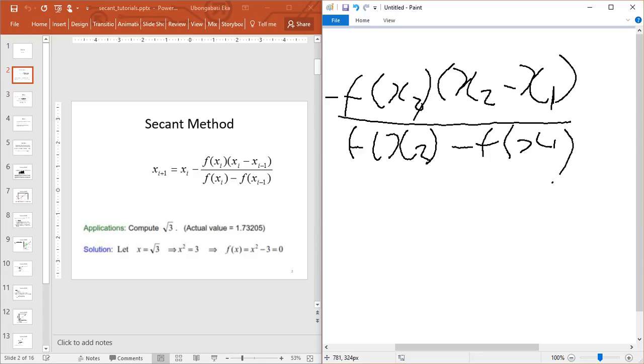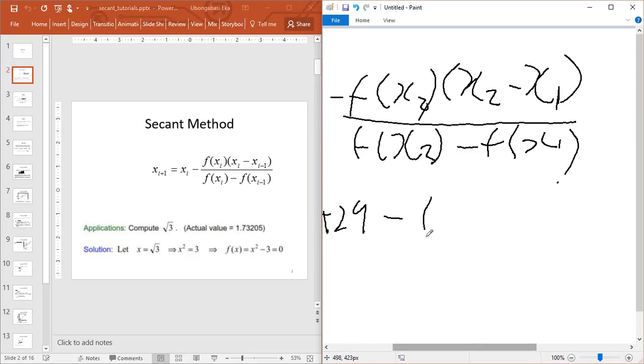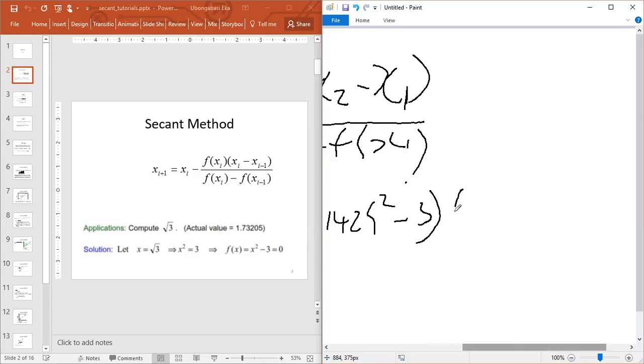So substitute the values. I failed it in the test. So we have 1.71429 minus 1.71429. So what's the answer? I think I got it.